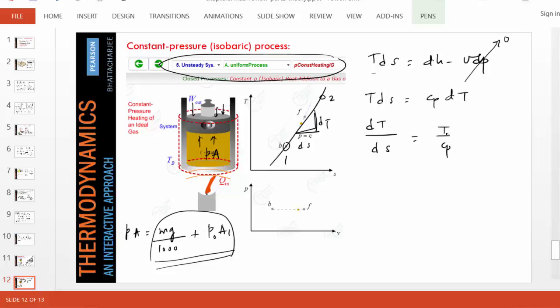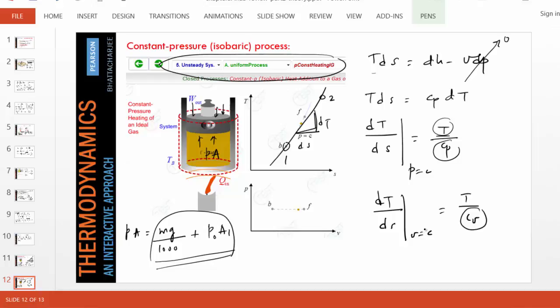Again, just like the constant volume line, we see as the temperature increases, the slope must increase. So the line must slope upward. However, it's moderated by Cp. You divide by Cp. Recall that this is the constant pressure line, and that was the constant volume line, which was T over Cv. And Cv is always smaller than Cp. So therefore, the slope for a constant volume line is greater than the slope for a constant pressure line. So this will come in very handy in the future.